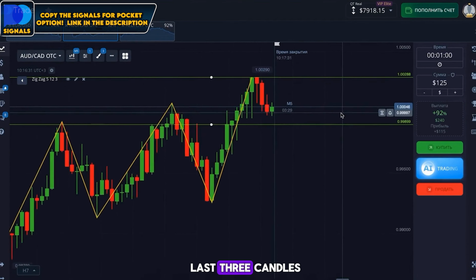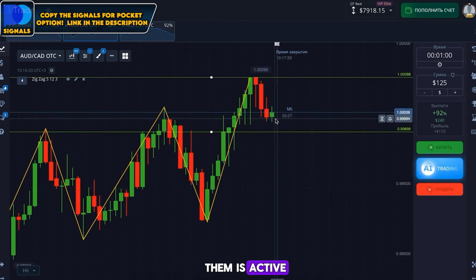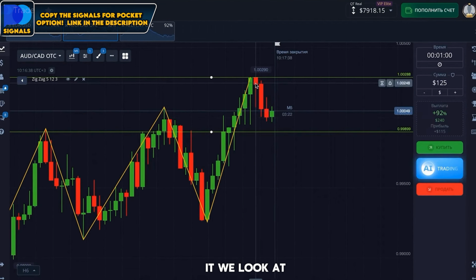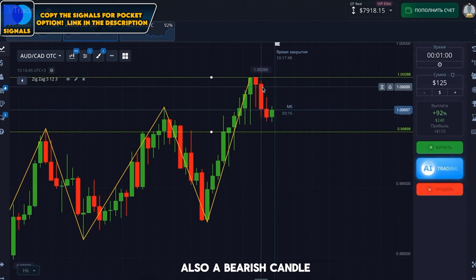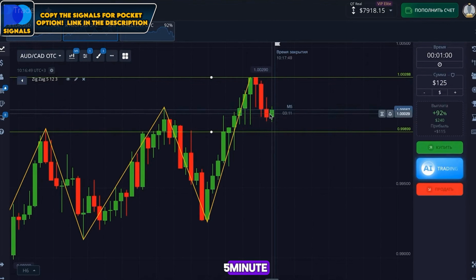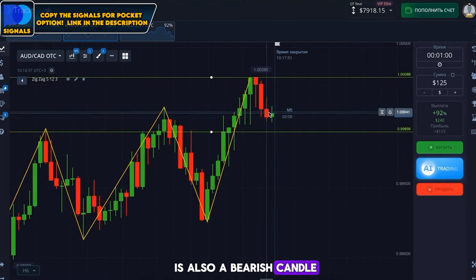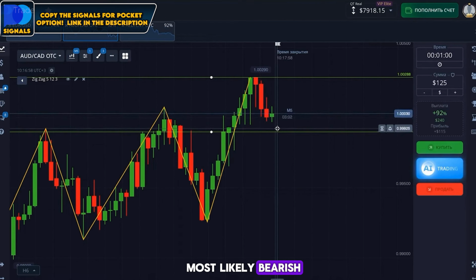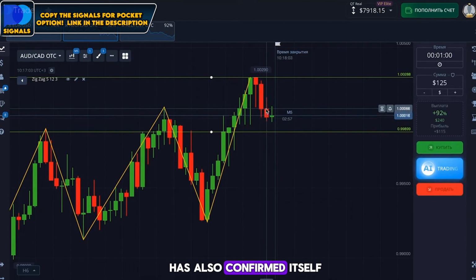Here we have the last 3 candles so far. One of them is active, this 4th candle. We are not looking at it for now. We are not touching it. We look at the first 2 candles. The first one is a small bearish candle. That's already good. The second one is also a bearish candle. A large bearish candle. 5-minute. And the third one is also a bearish candle. So here, most likely, even with such candles, there will be a 4th candle. Most likely bearish, because we already have the 2nd candle. And the 3rd one has also confirmed itself.